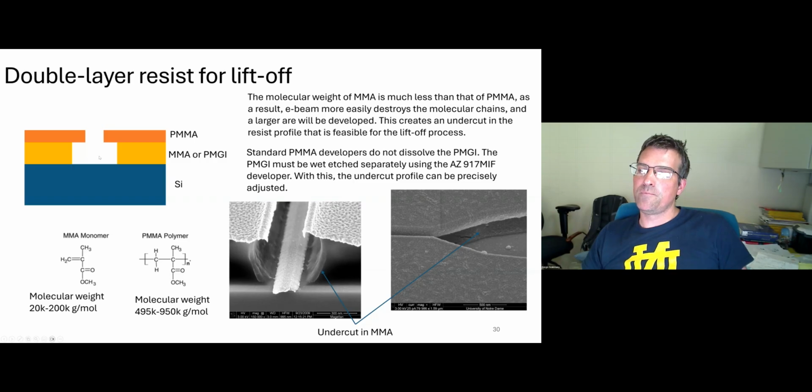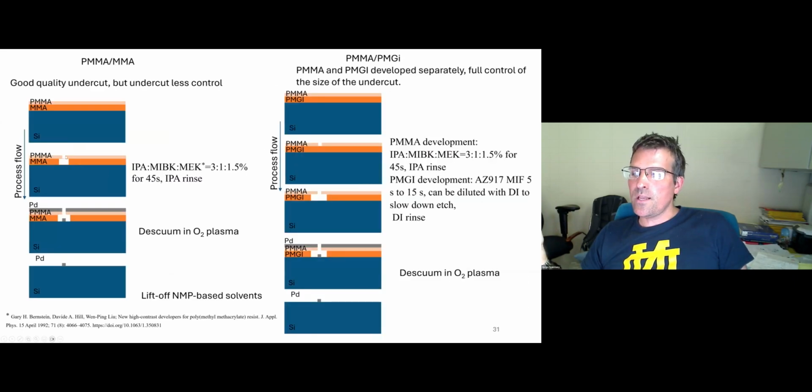Then you will have a very nice trapezoid shape of your evaporated film, for example. For this case, you can use MMA and PMMA. The MMA has a much lower molecular weight than PMMA, so it is much more easily damaged. These molecular chains are much more easily broken by the E-beam. When you're using the same developer and you develop all at the same time, you will get a larger undercut because more chains are broken, so your developed area will be larger.